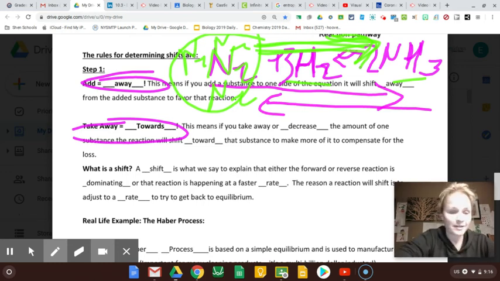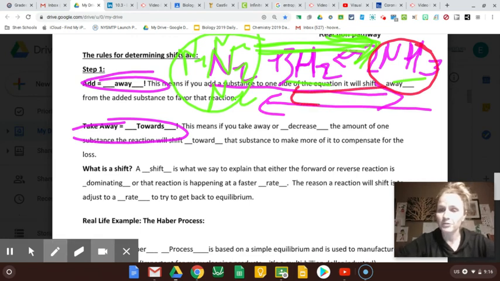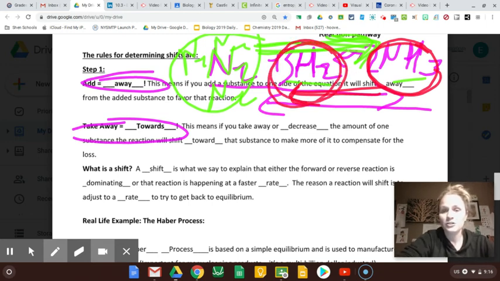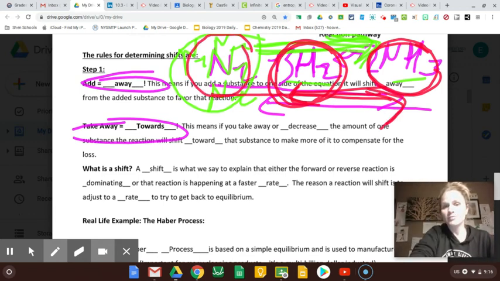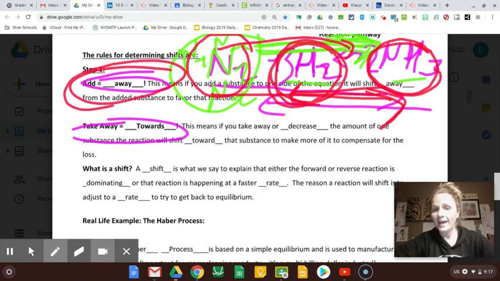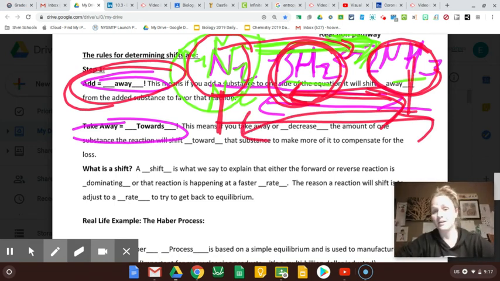If you were to add more NH3, then you're adding more of this. Now you have more of the ingredient for the reverse reaction. It's more likely that this will happen. If you added more H2, now you have more ingredients for this reaction, so it's going to shift. So you might notice that whatever you add, the reaction shifts away from it, and that's where that rule comes in. Add away. If I add this, the reaction is going to shift away from it. If I add this, the reaction is going to shift away from it the other way.